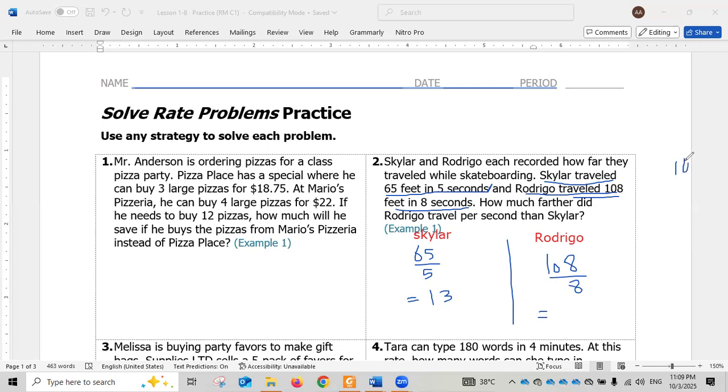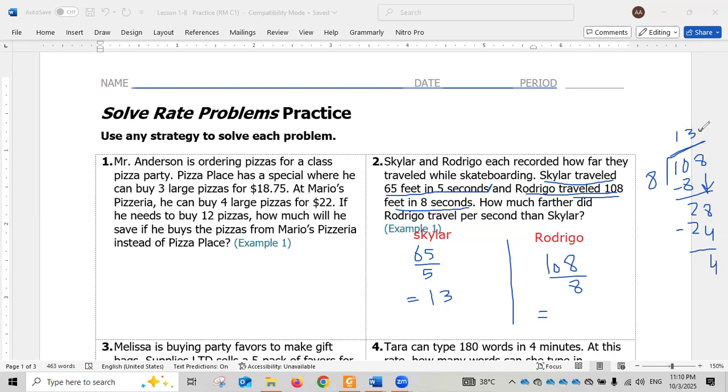108 divided by 8. 8 times 1 is 8. 10 minus 8 is 2. We bring down 8. 8 times 3 is 24. 28 minus 24 is 4. We are stuck here. We have a remainder of 4 which we don't need.